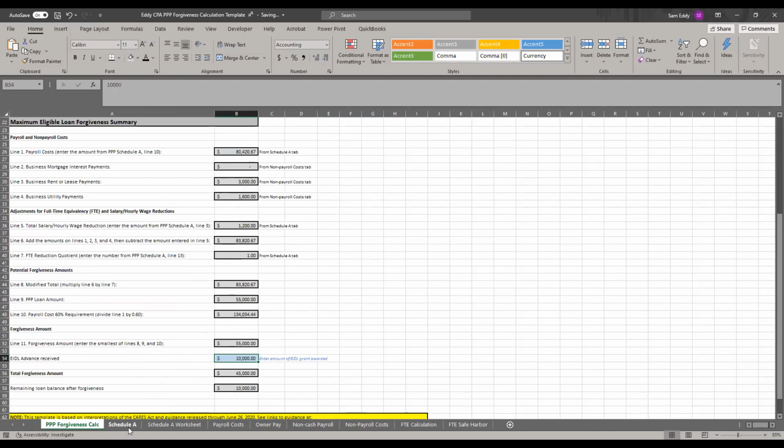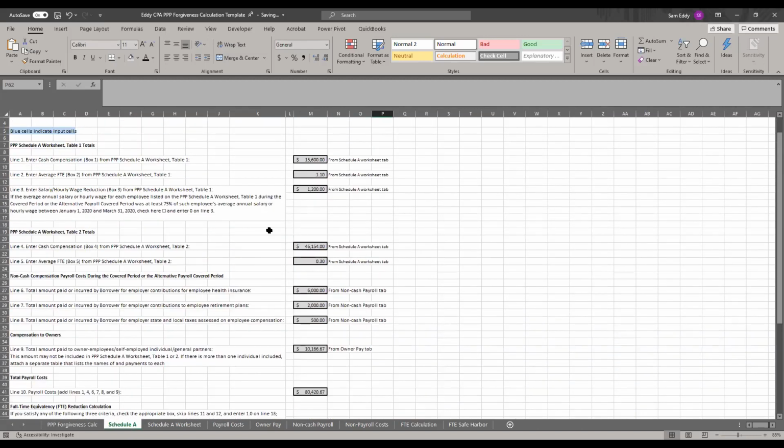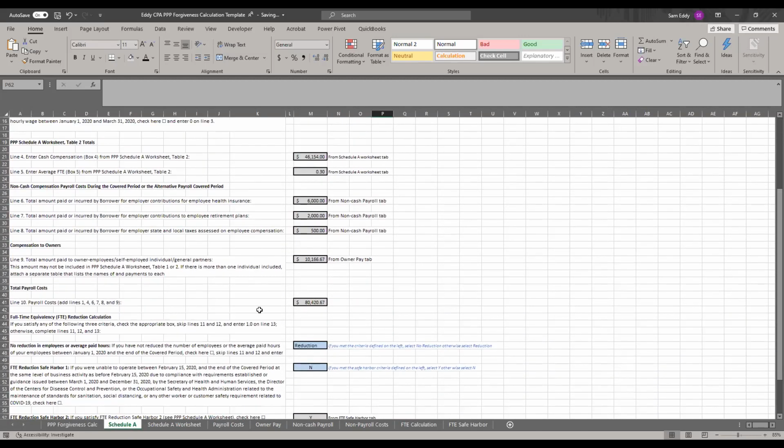The next tab you're going to want to look at is Schedule A. This is the summary that builds up the payroll costs. In here, you just want to primarily look at your FTE reduction calculation. Now, there are two safe harbors here that you can choose whether you meet them. The first one is if you had no reduction in employees or average paid hours. So if you have not reduced the number of employees or the average paid hours of your employees between January 1st, 2020 and the end of the covered period, you can select that you have no reduction.